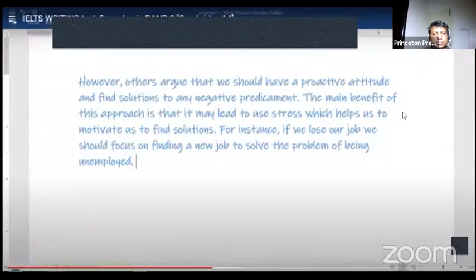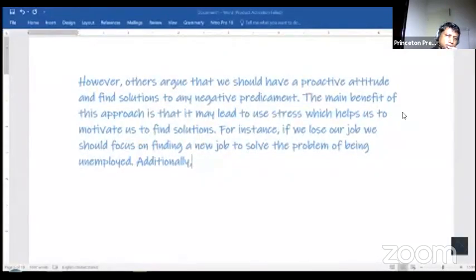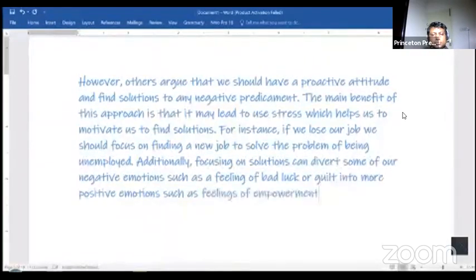And now I'm going to move on to a second point. Additionally, okay, so this time I haven't used in addition, I've rephrased to additionally. You could have moreover. The point is you want to show a range of linking phrases to the examiner in order to score well for cohesion and coherence. Focusing on solutions can divert some of our negative emotions, such as a feeling of bad luck or guilt, into more positive emotions, such as feelings of empowerment and our ability to solve our problems. Alright, so that's the other side of the argument covered.